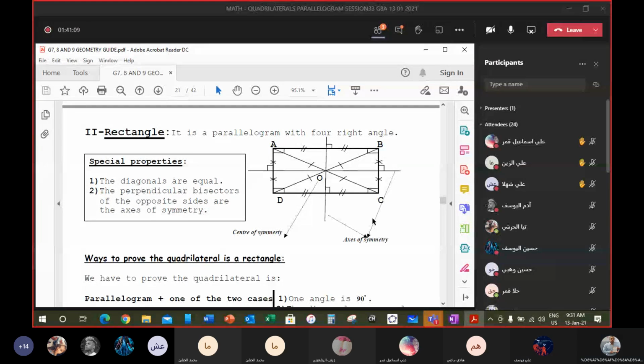Reminding of the properties of a parallelogram: the opposite sides are parallel, the opposite sides are equal, the opposite angles are equal, diagonals bisect each other. All these properties are found in the parallelogram.